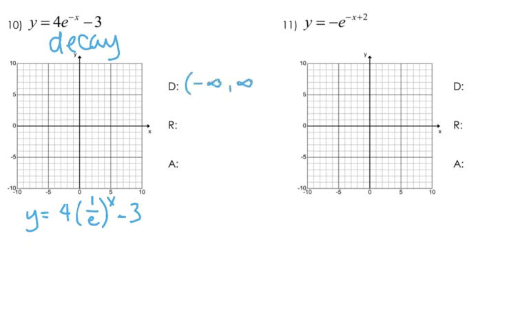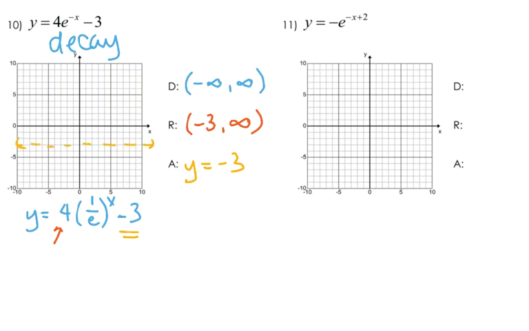Domain negative infinity to infinity. Asymptote y equals -3, and a is positive, so the range, this will be above the asymptote, so this will get close to -3 and then go up forever. Alright, I forgot to graph there's my asymptote.